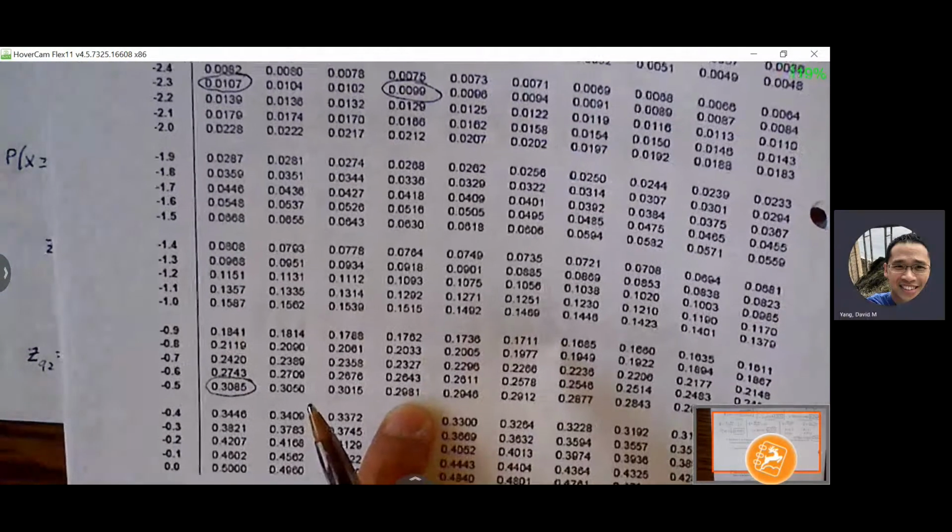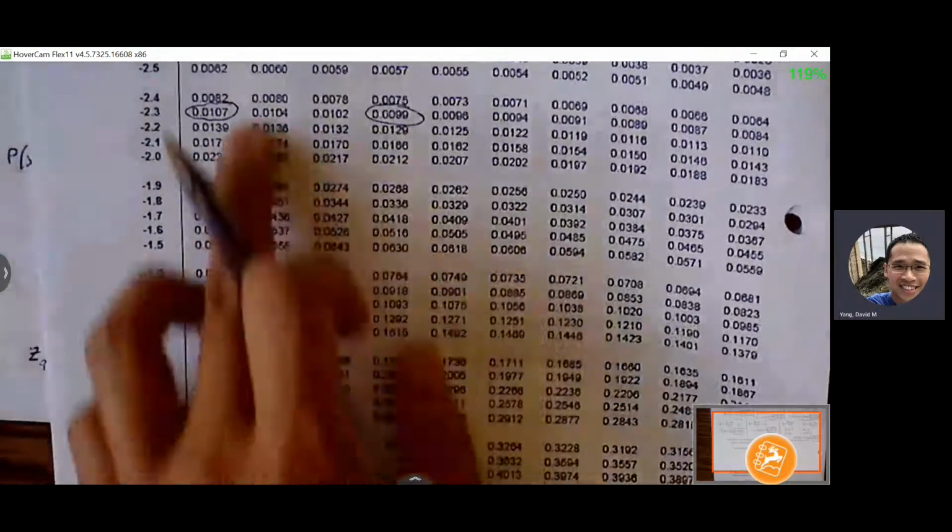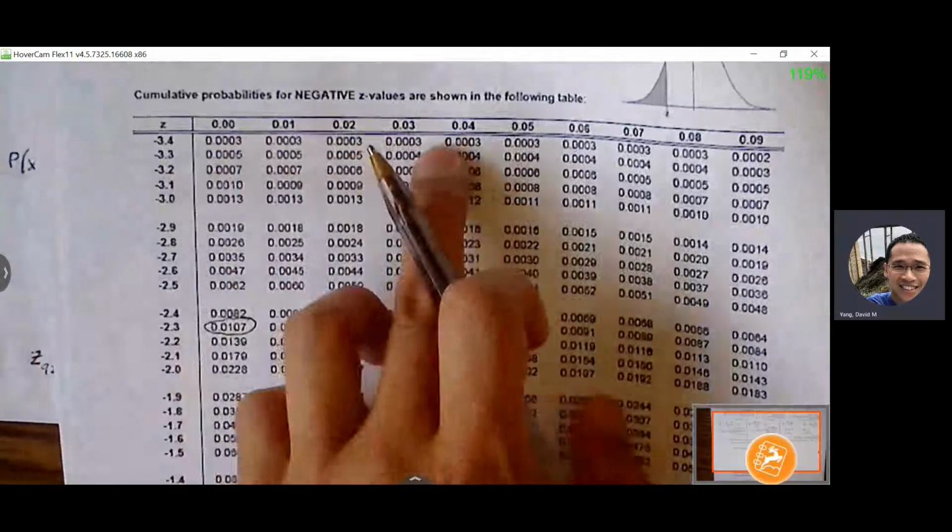Okay. Negative 0.53. You got to find negative 0.5 first, and then move over to 0.3.